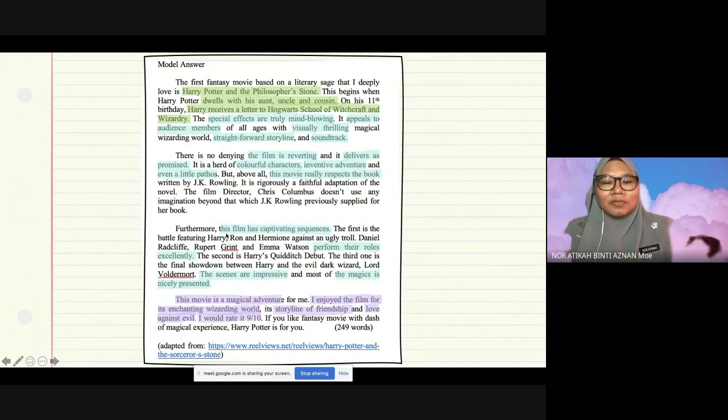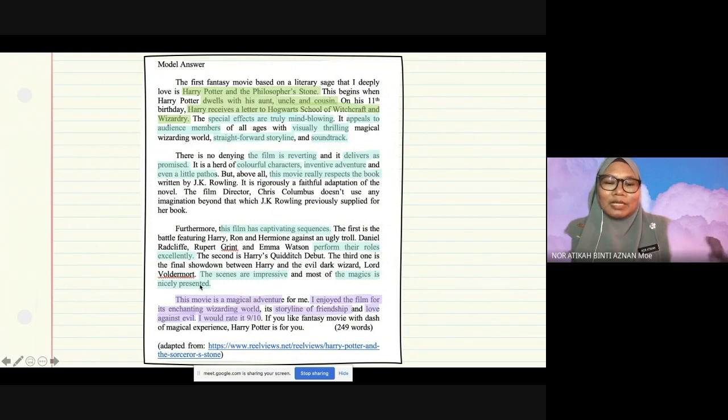Furthermore, this film has captivating sequences. The first is the battle featuring Harry, Ron, and Hermione against an ugly troll. Daniel Radcliffe, Rupert Grint, and Emma Watson perform their roles excellently. The second is Harry's Quidditch debut. The third one is the final showdown between Harry and the evil dark wizard, Lord Voldemort. The scenes are impressive and most of the magic is nicely presented.